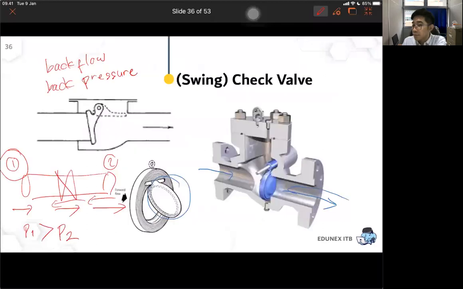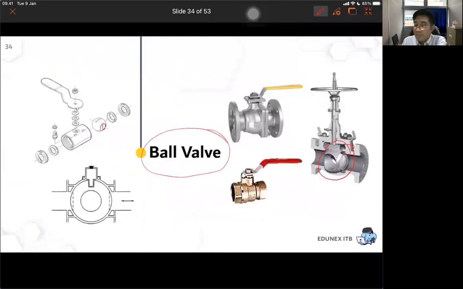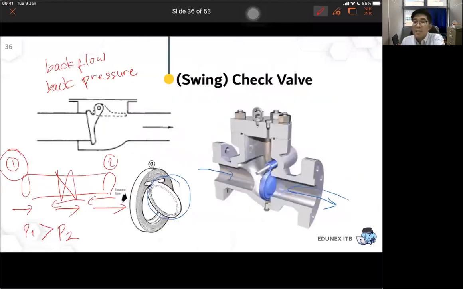Okay, any questions up to this point? You can see, maybe from YouTube or other sources, the animation of how each of these valves works. I think there are several videos that you can watch on YouTube.